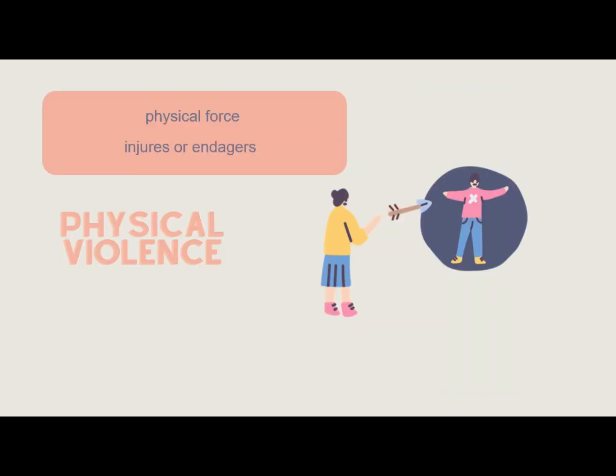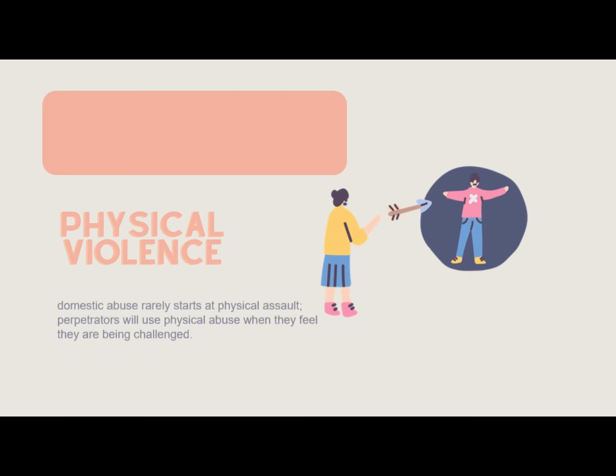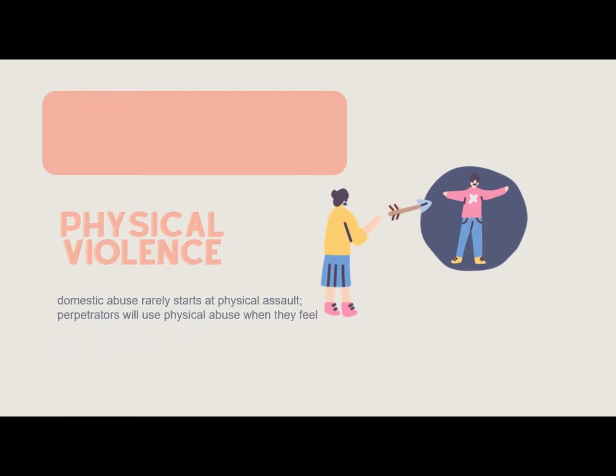Physical abuse is the use of physical force against someone in a way that injures or endangers their person. Domestic abuse rarely starts at physical assault. Perpetrators will use physical abuse when they feel they are being challenged.